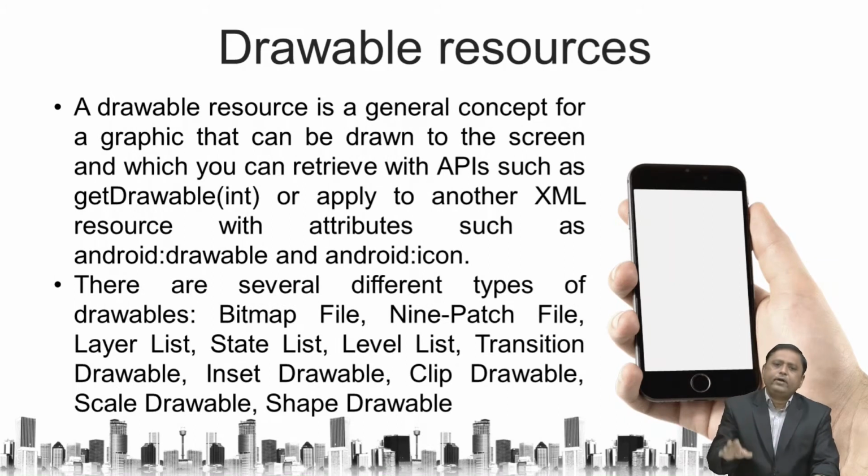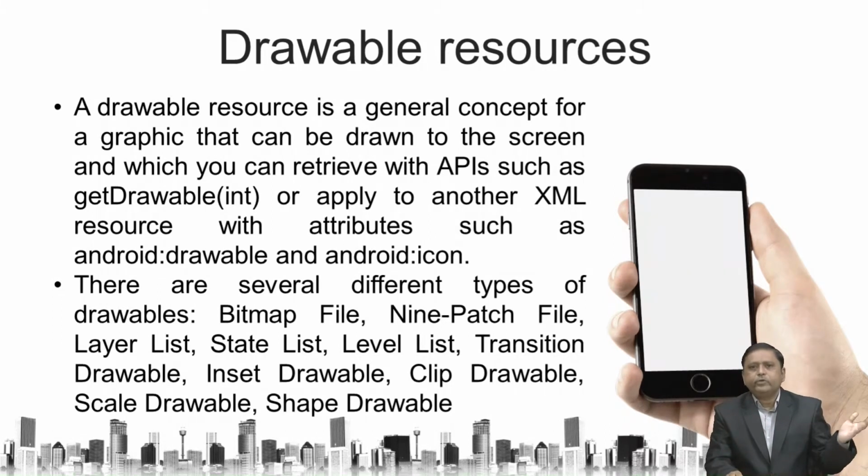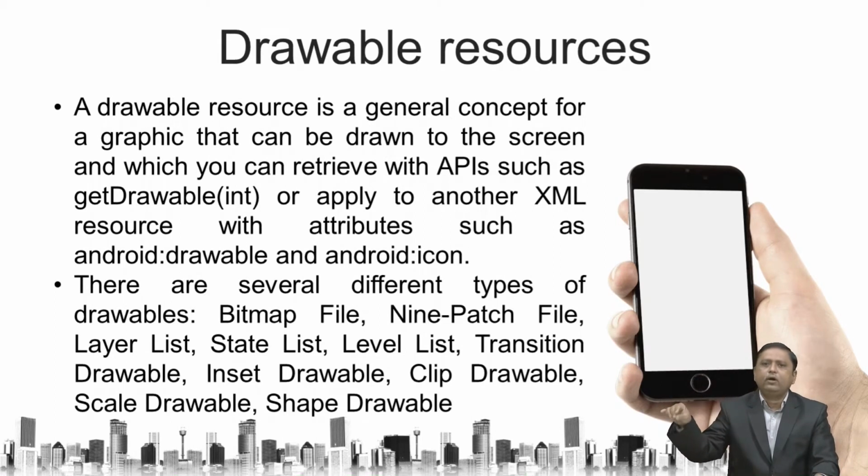Now, there are several different types of drawables: bitmap files, 9-patch files, layer list, state list, level list, transition drawable, inset drawable, clip drawable, scale drawable and shape drawable. We will learn each of these in a future video. Right now, we will remember that these kinds of resources are called drawable resources, and we can store these drawable resources inside the resource directory and access them either at runtime or design time.